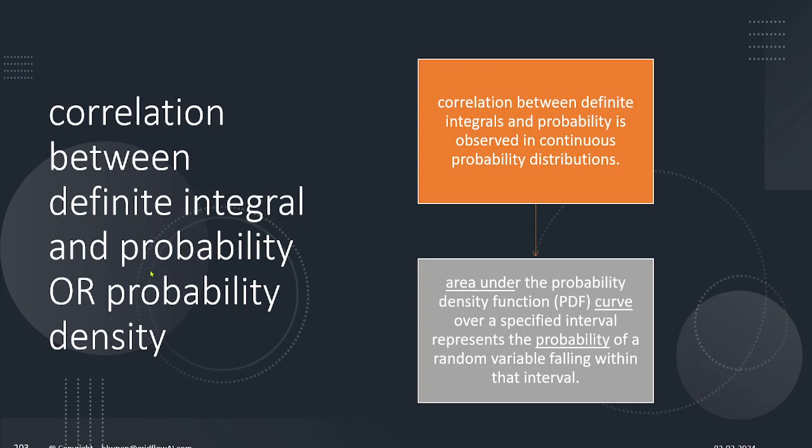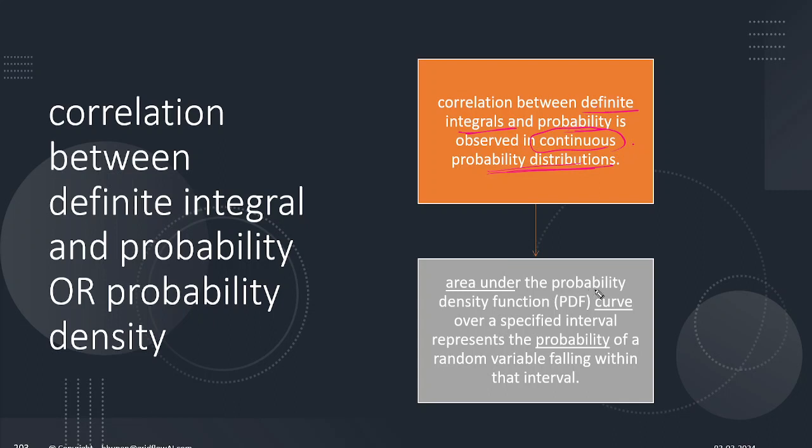So what is the correlation between the definite integral that we are talking about and the probability or probability density that is associated with data distribution? The correlation between the definite integral, or the area under the curve, and probability is typically seen in probability density distributions for continuous variables.